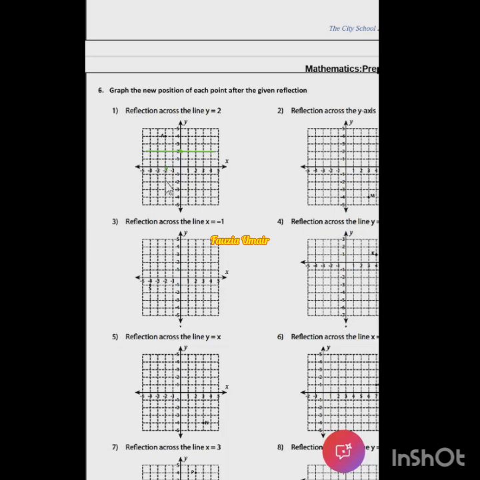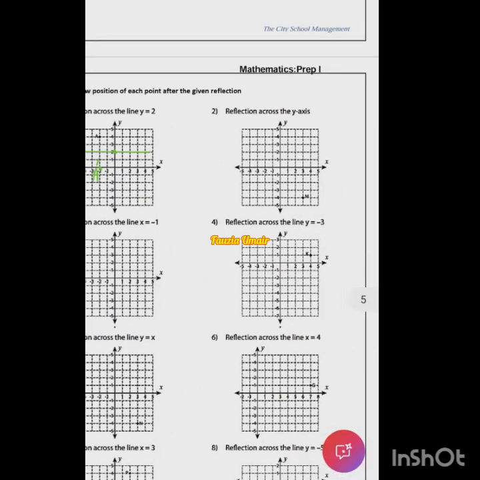Here, -2. Two steps above. So now you will take two steps below. This is A bar. Yes, ma'am. So now what about B part?